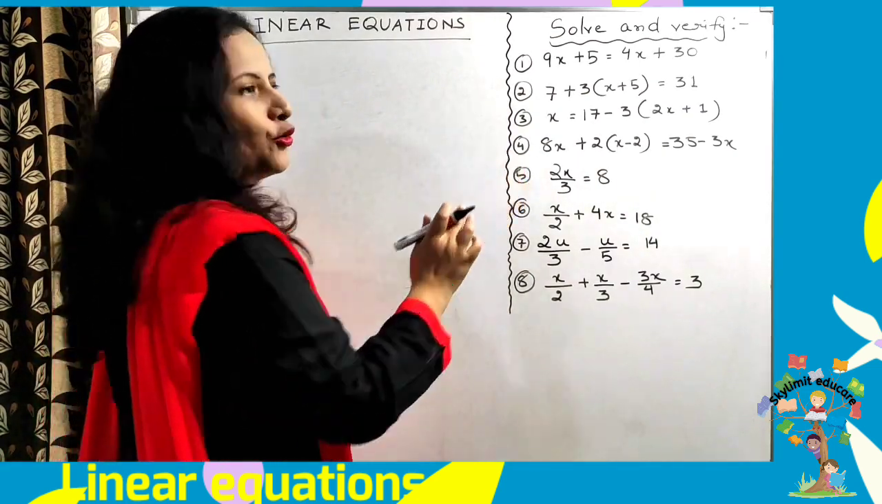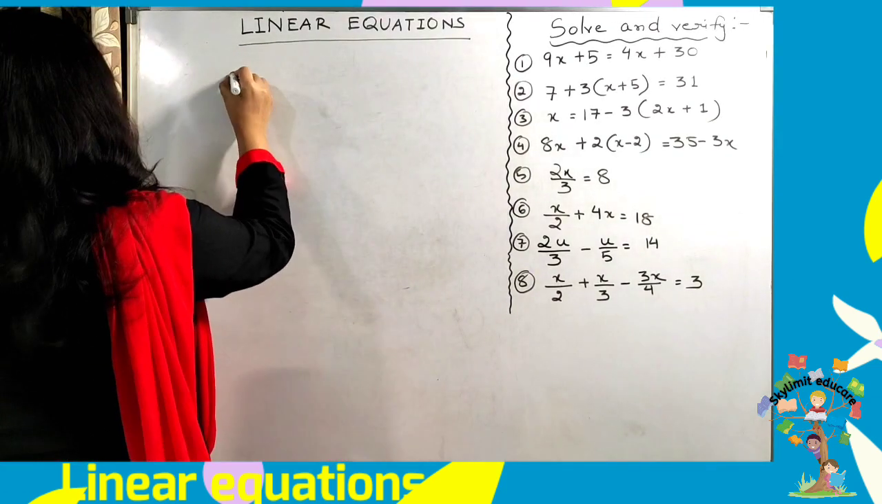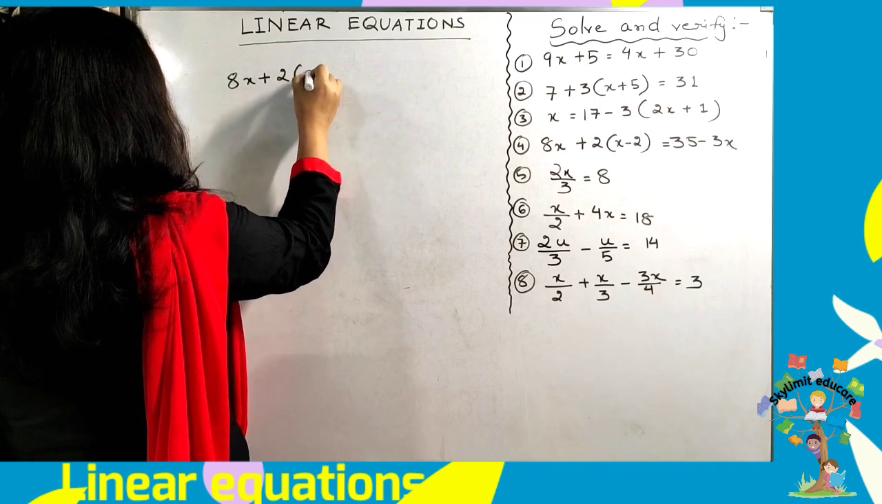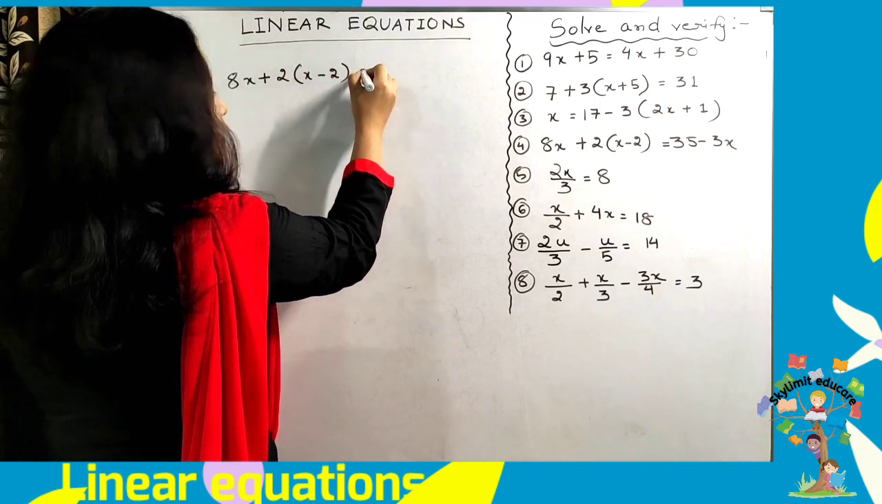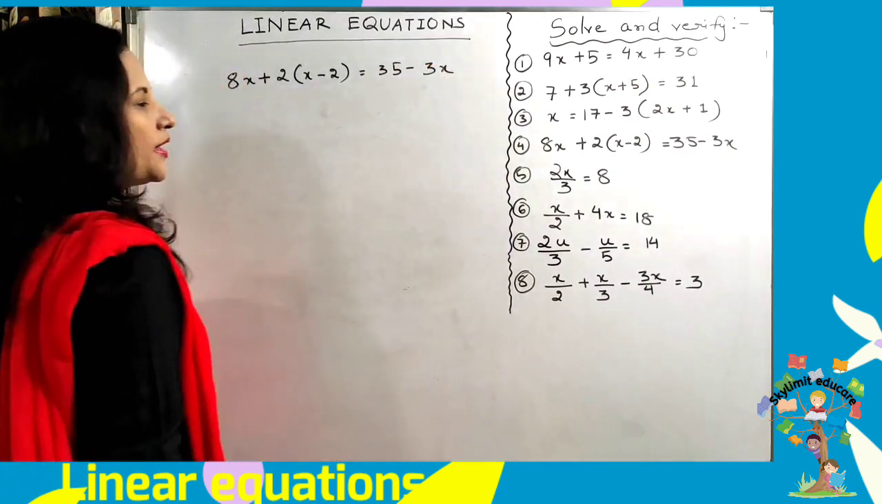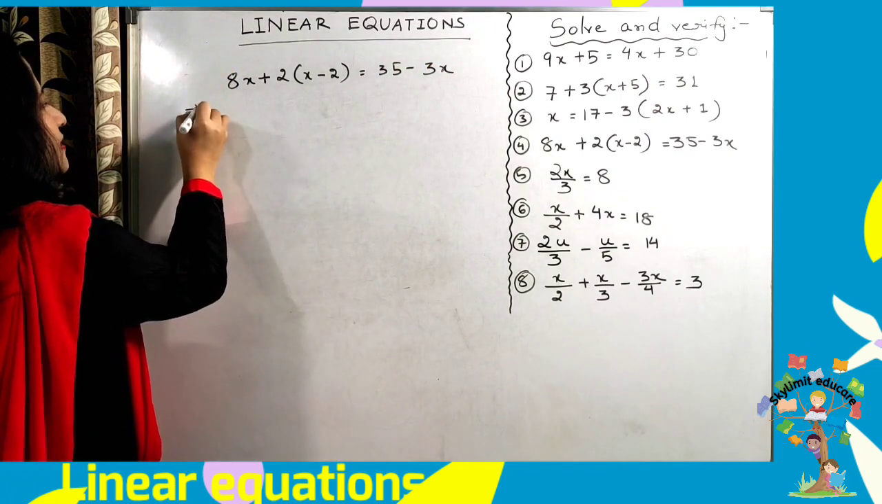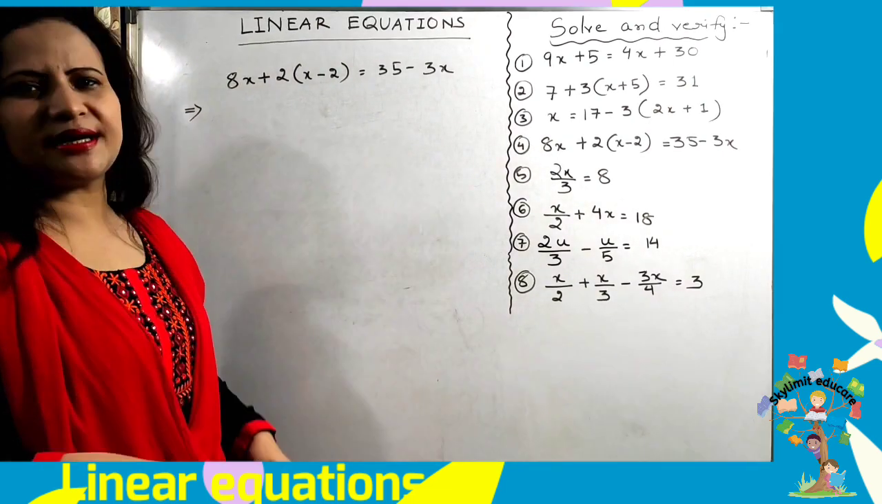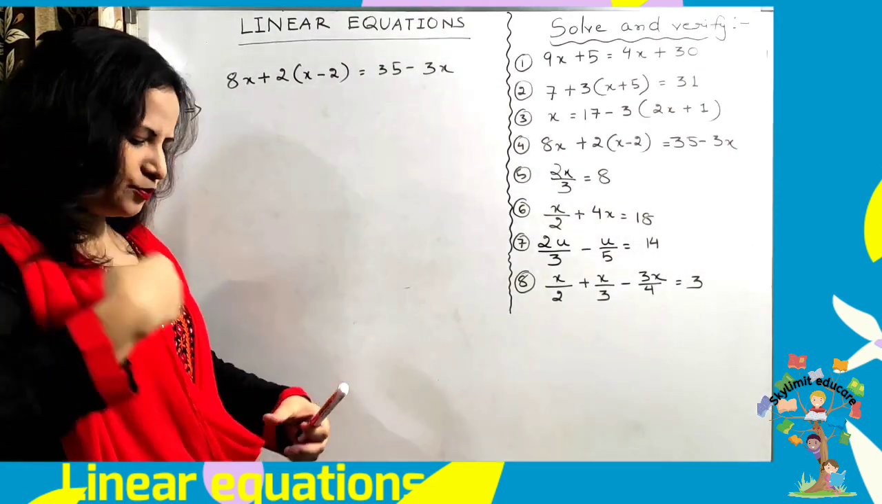Now let us come to the fourth question. 8x plus 2 multiplied to x minus 2, that is equal to 35 minus 3x. Okay. So let's start solving it. Always put the implies that sign. Don't put the equal to sign here, because two equal to signs should not be there. So you put the implies that sign.